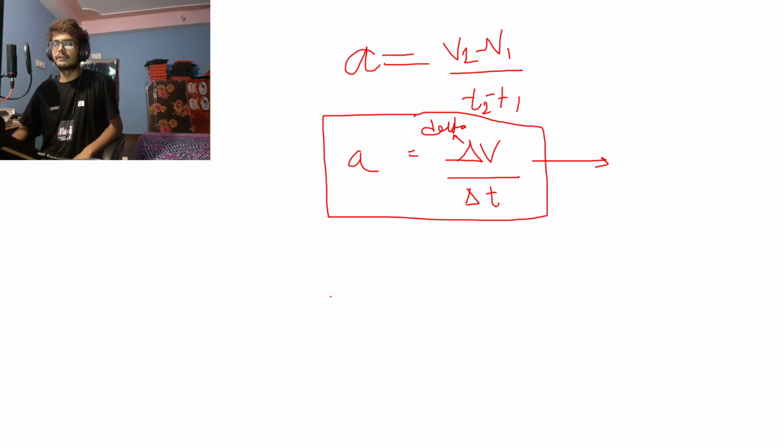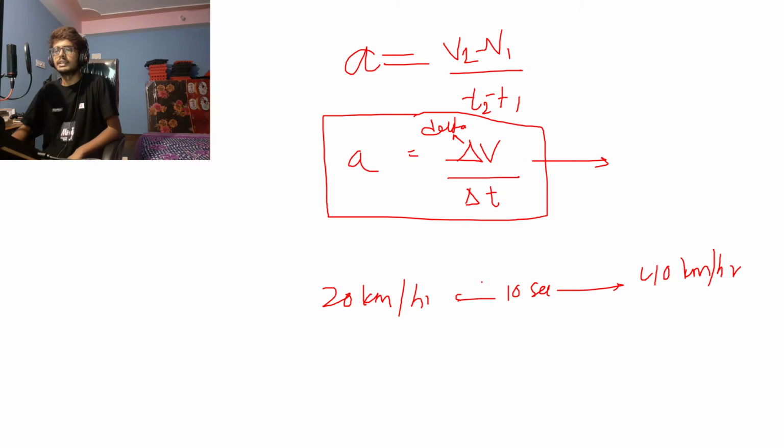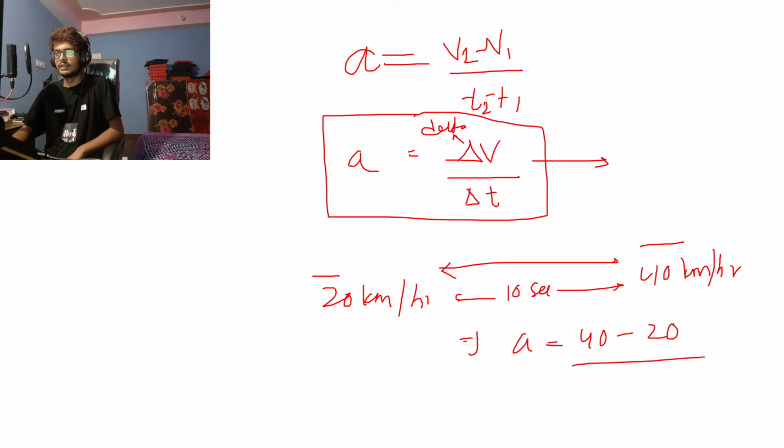Let's say at a particular instant you're moving at a velocity of 20 kilometers per hour, right? And after, let's say, a 10-second interval, you find yourself moving at a velocity of 40 kilometers per hour. So which basically means in a time span of 10 seconds, you changed the velocity from 20 to 40. So your acceleration will be the final velocity minus the initial velocity, v2 minus v1, divided by t2 minus t1, which is the time interval, right? So the time interval is 10 seconds. So your acceleration will be 20 by 10, that is 2 kilometers per hour.